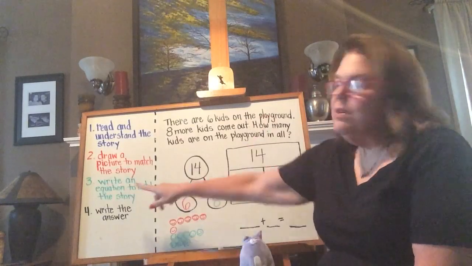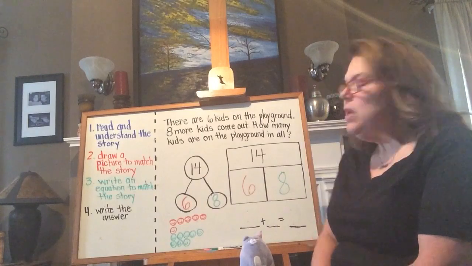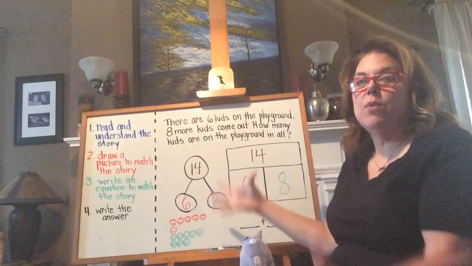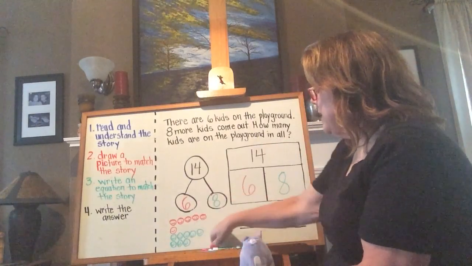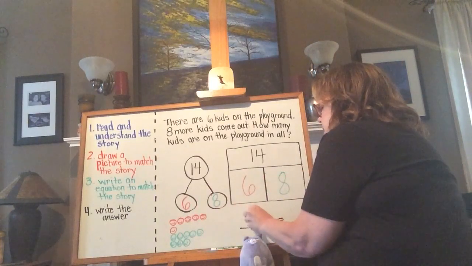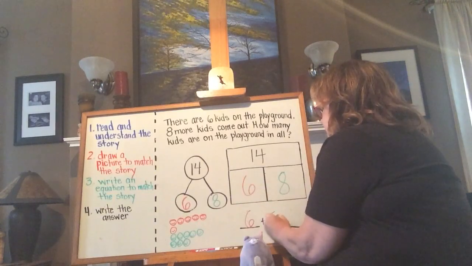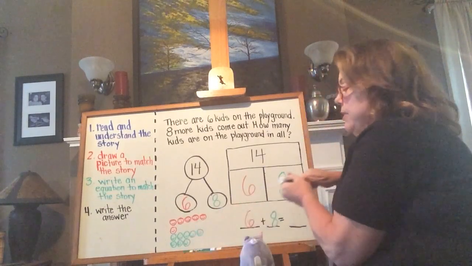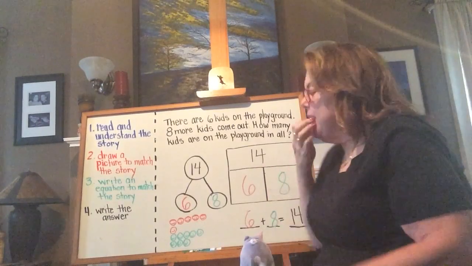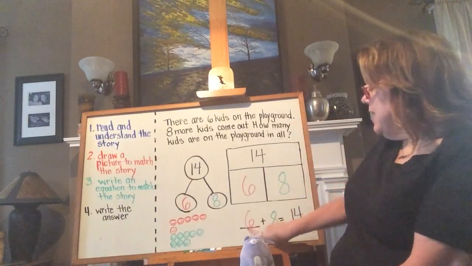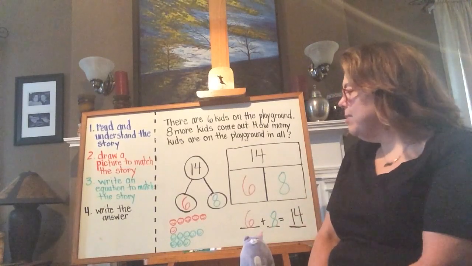Now, the third thing we have to do is write our equation to match the story. So we have a spot over here where we get to write our equation. So we start with our 2 parts, and we're going to add it together to get our answer. So our number sentence is going to look like this. 6 plus 8 equals 14. Miss King's getting fancy, switching up all her markers today. So read our number sentence with me. Ready? It says 6 plus 8 equals 14. Whew, so many kids on the playground.